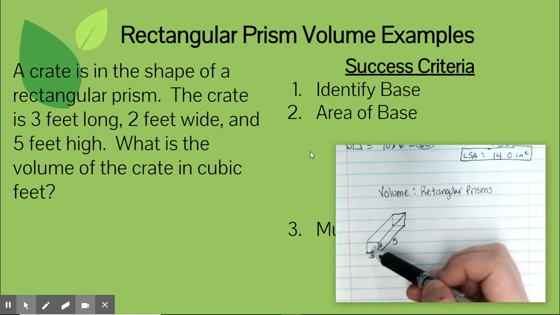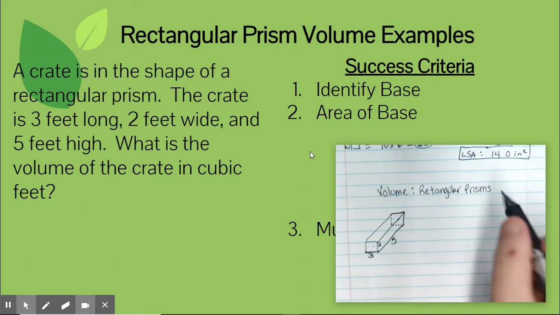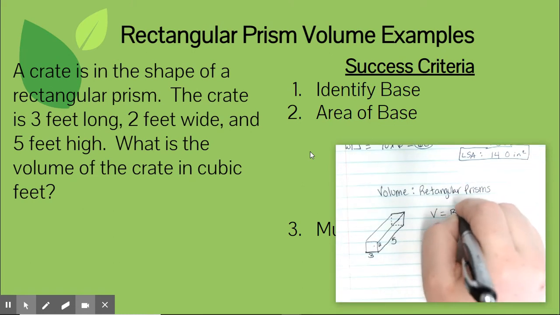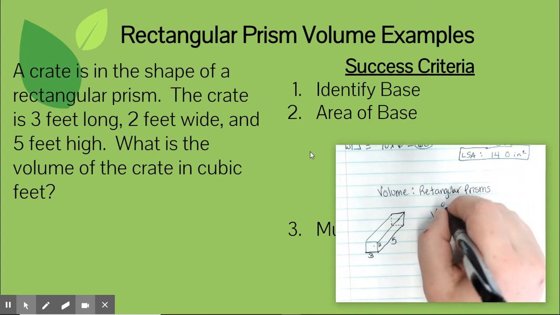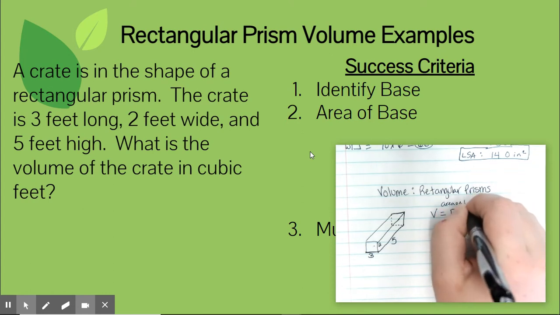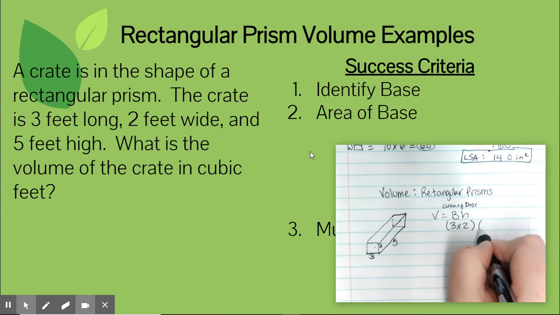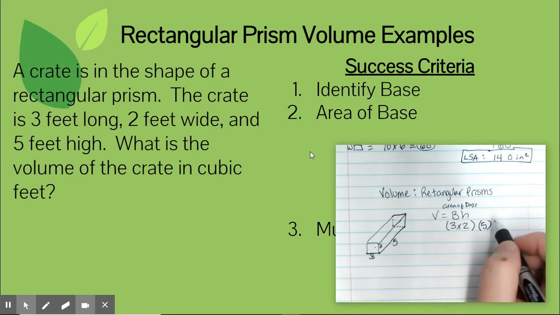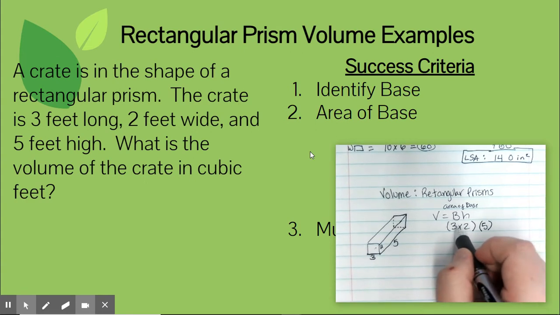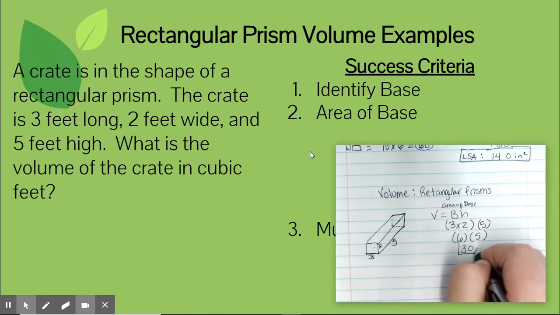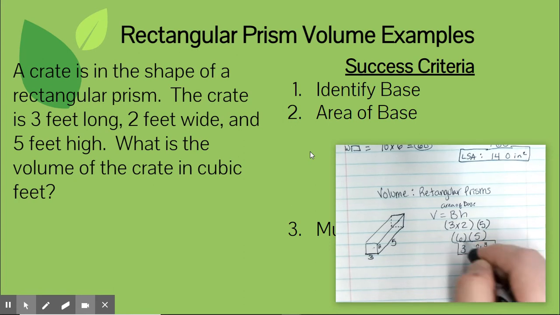So I'm going to do the area of the base first because volume is area of the base times the height. Big B is the area of the base. So I'm going to do 3 times 2 first for the area of the base, and then I'll multiply that by the height, which is 5, because it tells me it's 5 feet high. So 3 times 2 is 6, and 6 times 5 is 30. And that would be feet cubed. So this is in cubic feet now because it's a volume.